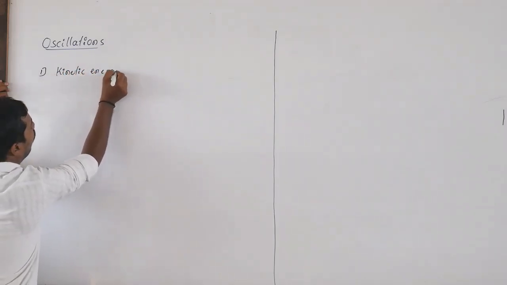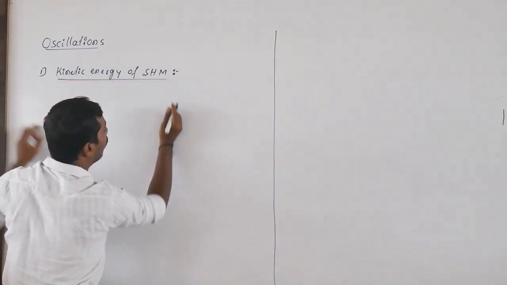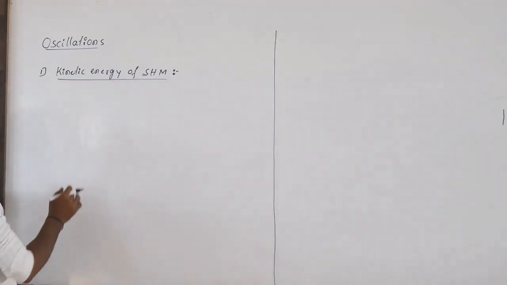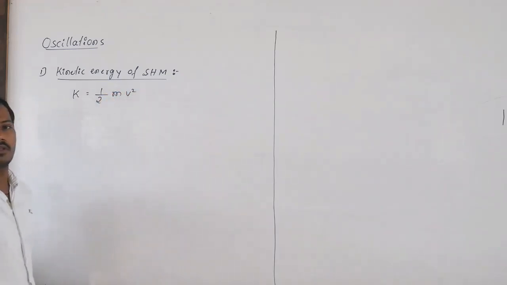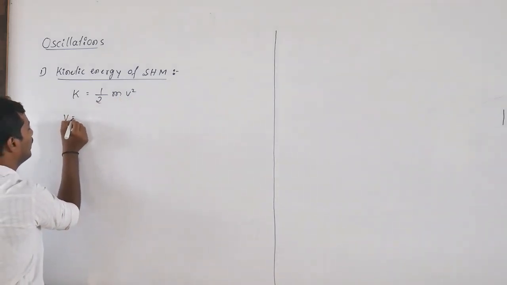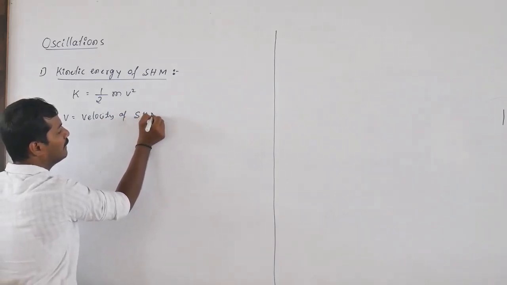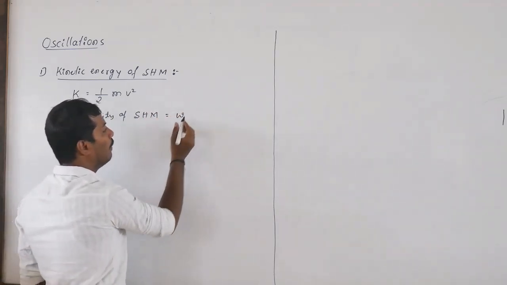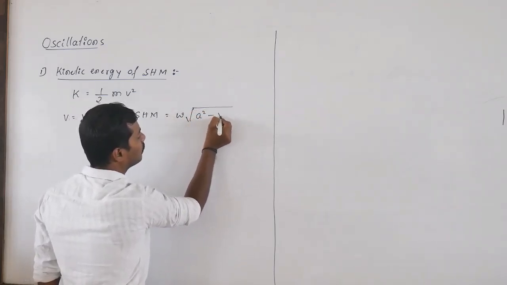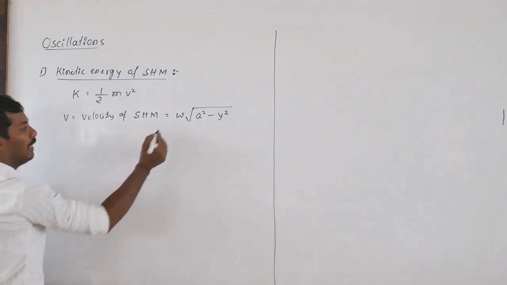This kinetic energy of simple harmonic motion is on the basis of the velocity of a particle. Its equation is 1 divided by 2 m into v square, where v is the velocity of the particle executing simple harmonic motion. Its equation we already derived: omega under root a square minus y square, where a is the maximum displacement, or the amplitude of the particle.